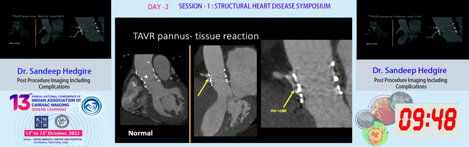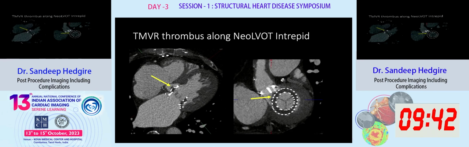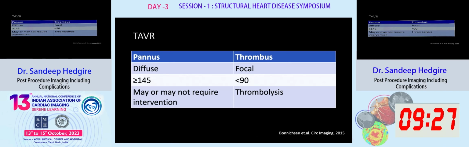It is important to note that we need to distinguish this entity from thrombus. Here is another example that was actually read as pannus formation. I carefully looked at it and measured the Hounsfield units, and I said, this is not a pannus, this is a thrombus. So the question is, how do we distinguish thrombus from pannus?